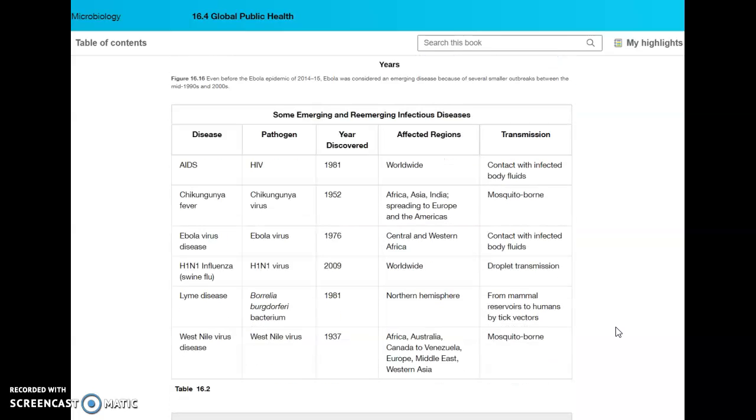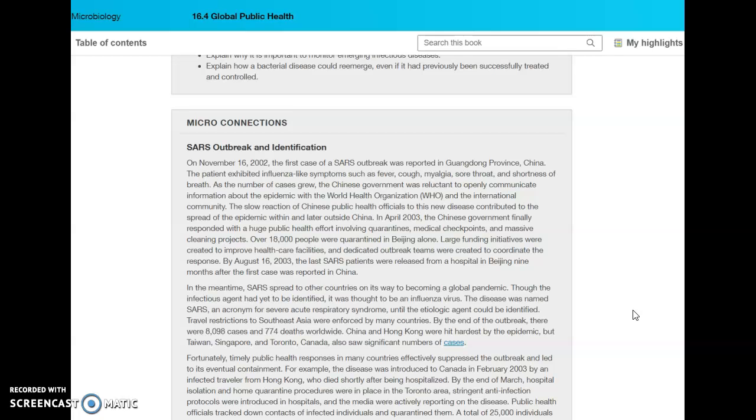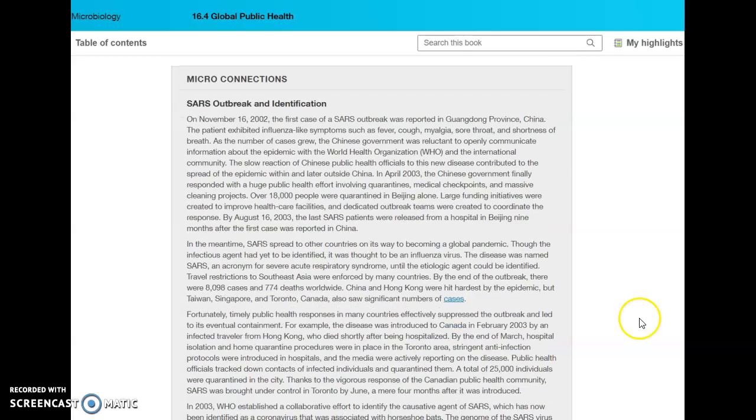Here's some others. Chikungunya, that would be an emerging infectious disease. H1N1 was emerging, and then it kind of made a re-emergence a couple years ago. Lyme disease was discovered in 1981. That was an emerging disease. So that wraps up the section on epidemiology.